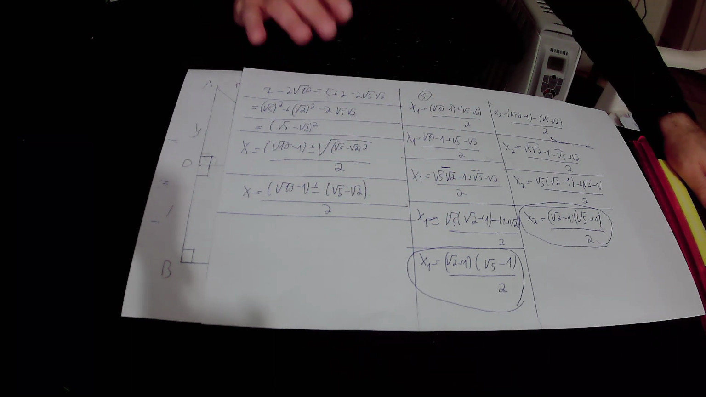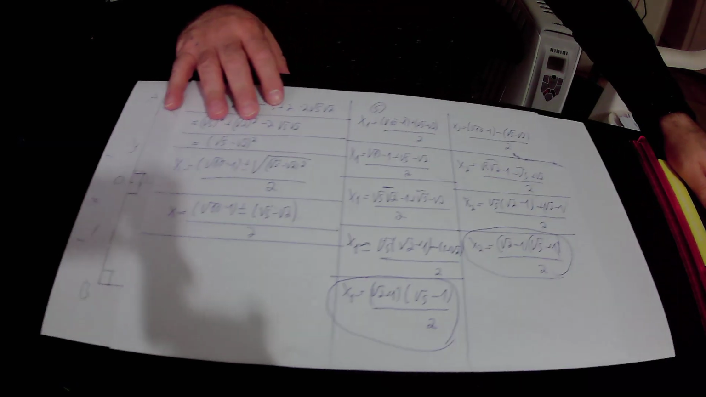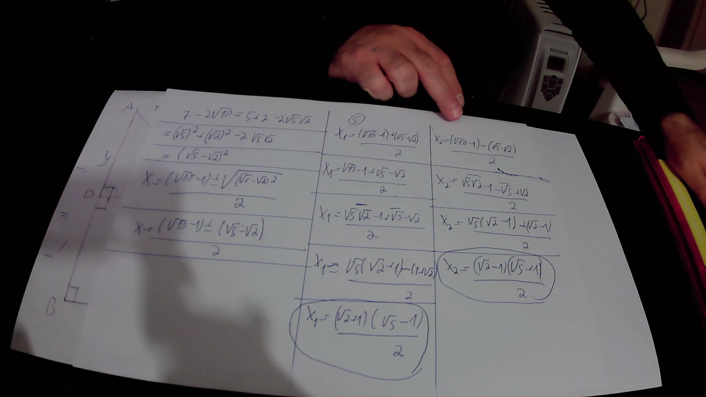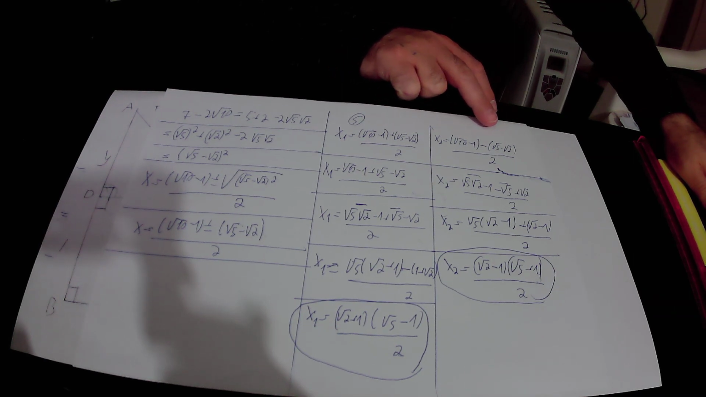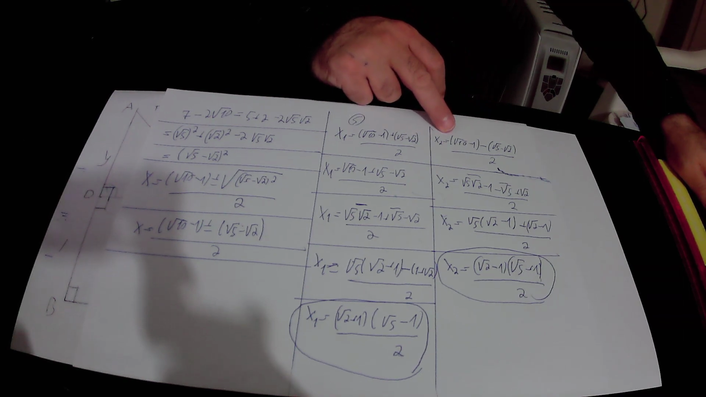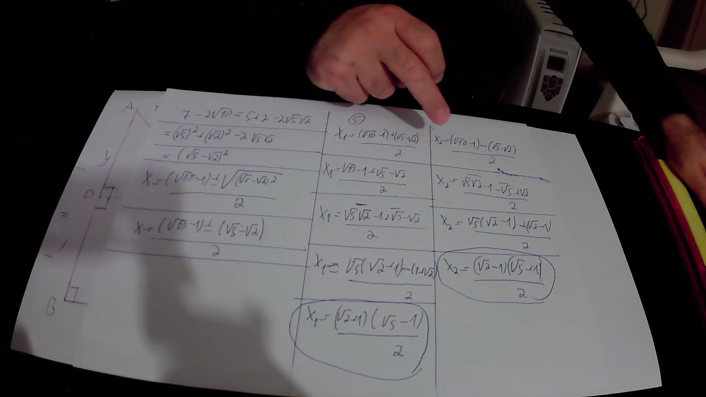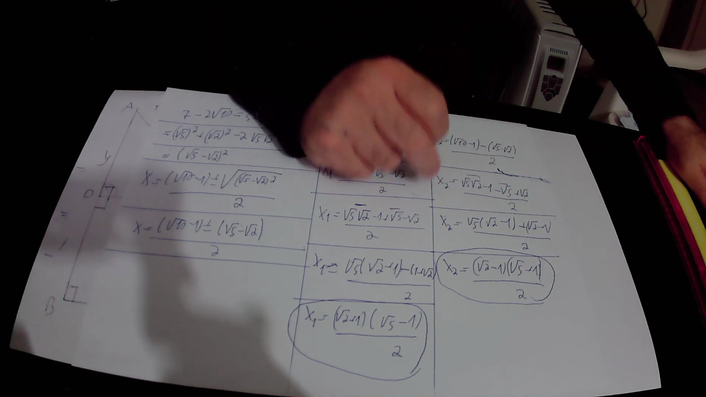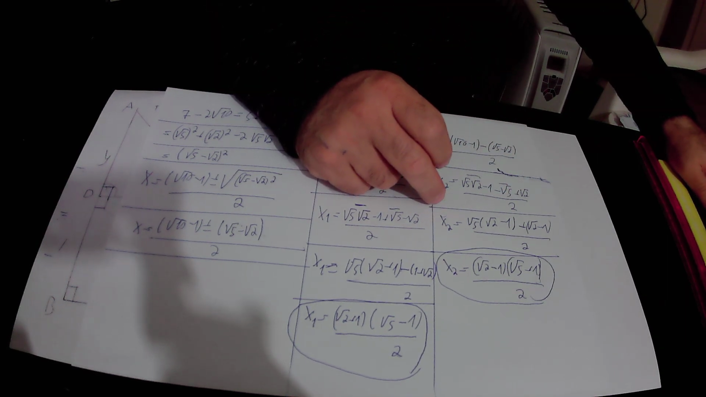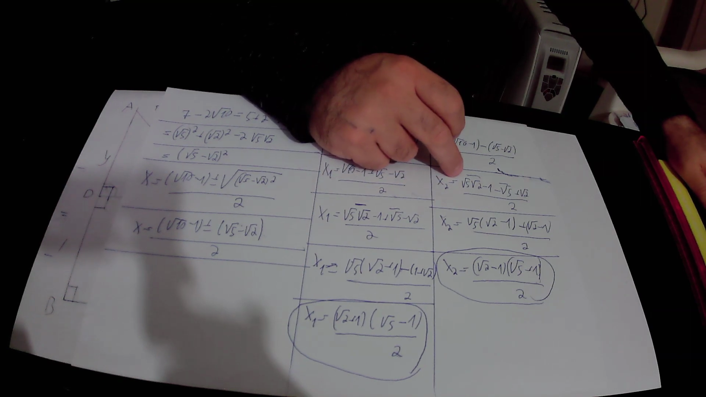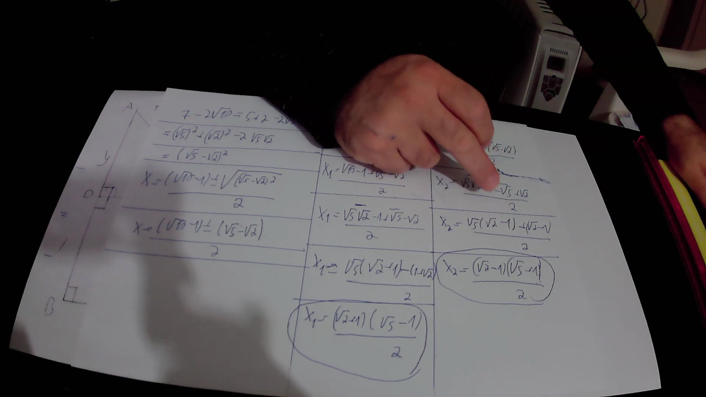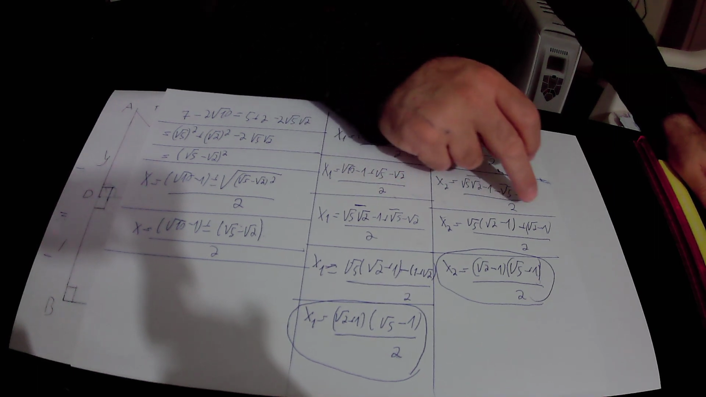Then we did the same process for x2. Here x2 equals square root of 10 minus 1 minus square root of 5 minus square root of 2, over 2. We substituted square root of 10 by square root of 5 times square root of 2 minus 1 minus square root of 5 plus square root of 2, over 2. So x2 equals, we took square root of 5 as a common factor, and inside the brackets we have square root of 2 minus 1 plus square root of 2 minus 1.